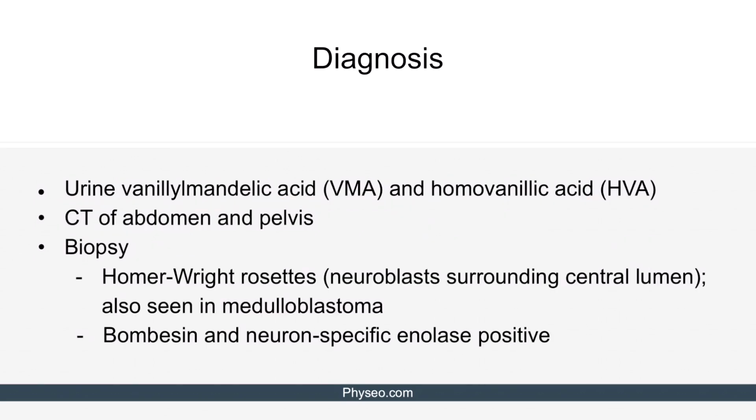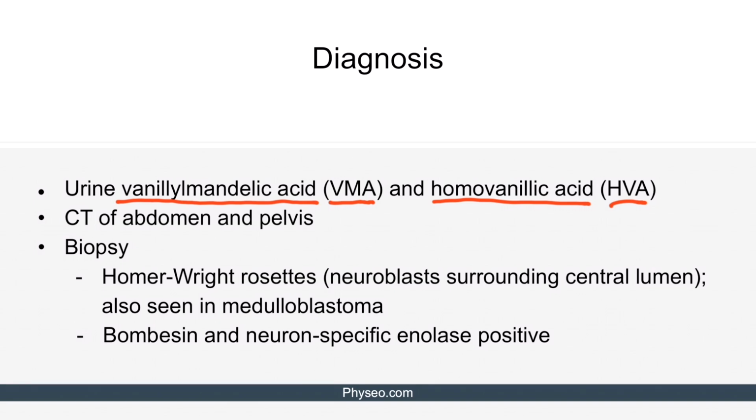The diagnosis occurs first by measuring vanillylmandelic acid, or VMA, as well as homovanillic acid, or HVA, which can both be found in the urine. VMA is the end product of norepinephrine and epinephrine metabolism, while HVA is an end product of dopamine metabolism. A CT scan of the abdomen and pelvis is done to localize and stage the tumor.